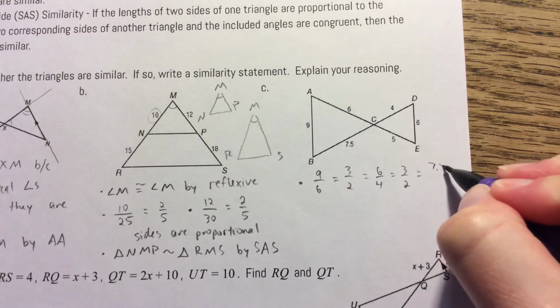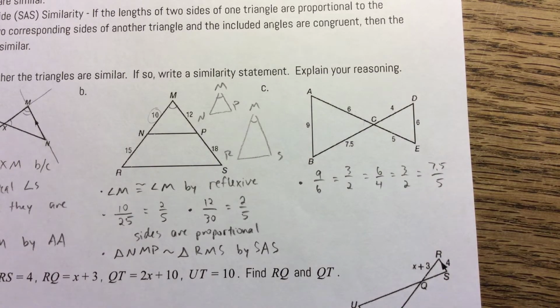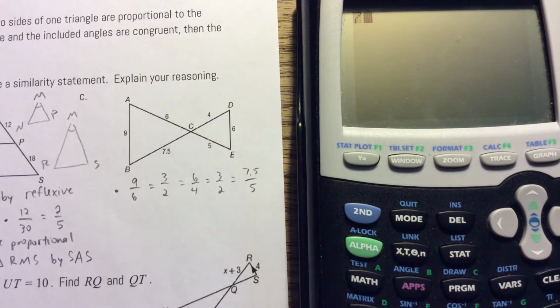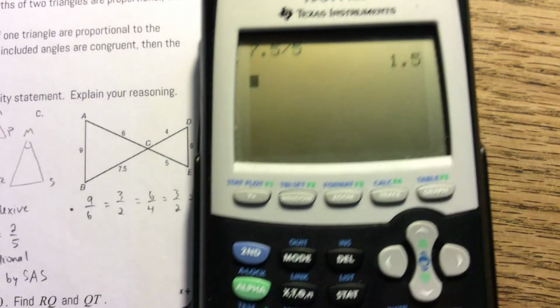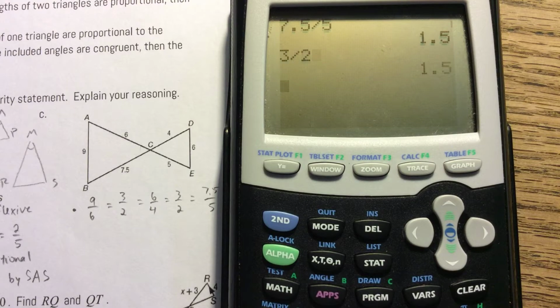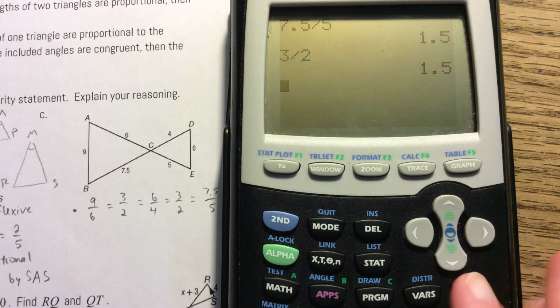and a 7.5 over 5. So when you have the decimal in the fraction, what I would suggest doing is dividing it on the calculator and saying, is 1.5 the same thing as 3/2? And you can confirm on the calculator that it is.